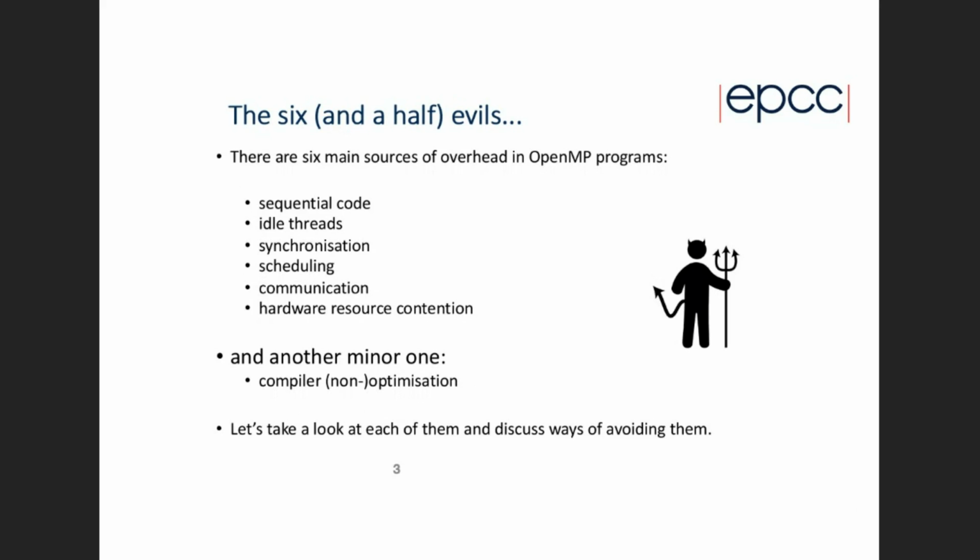And I like to think about this in terms of breaking down the overheads into different types. So the way I'm going to present it is that there are these 6 main sources of overhead in OpenMP programs. I'll talk through all these in turn and what we can do about them. So sequential code, idle threads, synchronization, scheduling, communication, and hardware resource contention. And then the 6.5 one is compiler non-optimization. I'll mention that very briefly at the end. So let's take a look at these and discuss ways of potentially avoiding them.